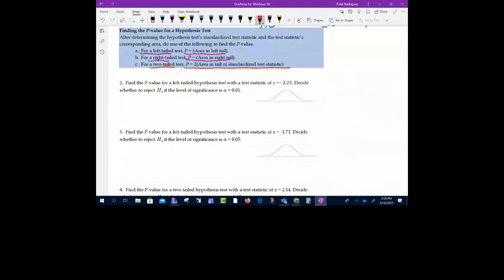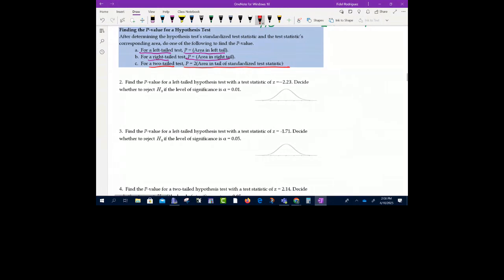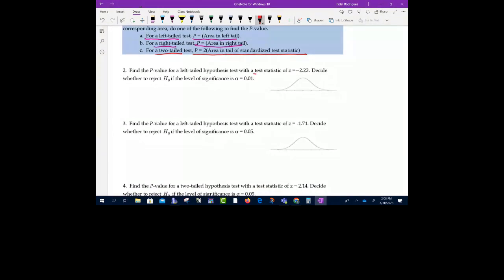Look what it says here. Can we find a p-value for the left tail test with a test statistic of negative 2.33? First thing I'm going to do, my test statistic is negative 2.33. Remember, the number here is 0. That's a 1. That's a 2. That's a 3. That's a minus 1. That's a minus 2. That's a minus 3. The number that we have right here is negative 2.23. What we're trying to do is find the area to the left because it's a left tail test.